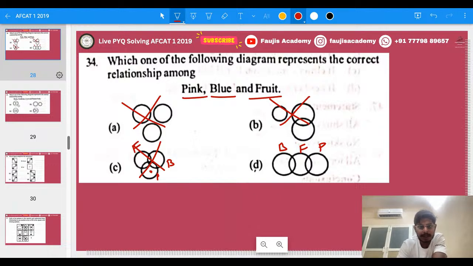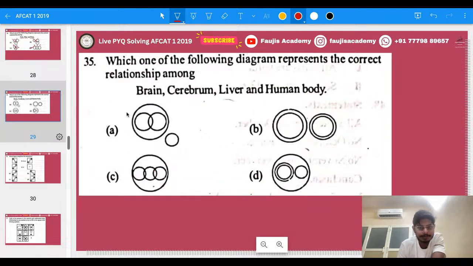Guys, write down in the chat answers quick. Okay, 34 we'll go ahead with D. Yeah, this one. Answer this one. Please answer this one. What do you guys think about this particular one?